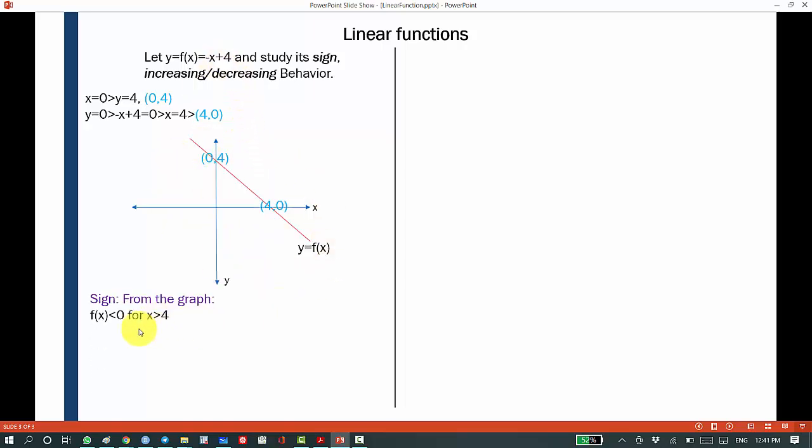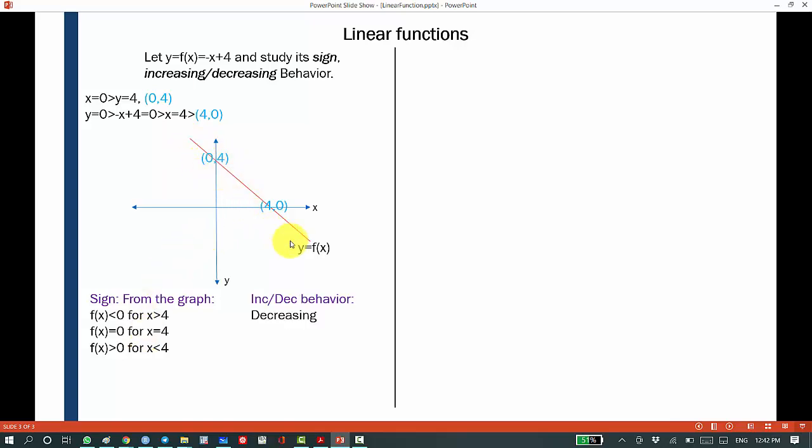From the graph, we can see that f of x is less than 0 when x is bigger than 4, because for all x bigger than 4, the graph of the function is below the x-axis. For x equal to 4, the function intersects the x-axis, therefore the function is 0 over there. f of x is positive for all x which are less than 4. For all these x values which are here at the left side of 4, the graph of the function is above the x-axis, therefore it is positive.